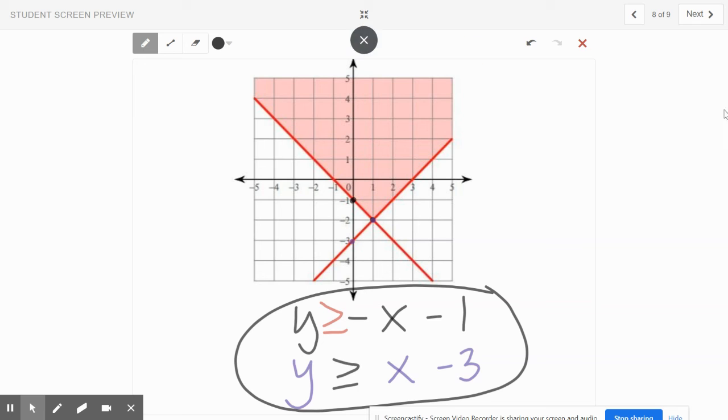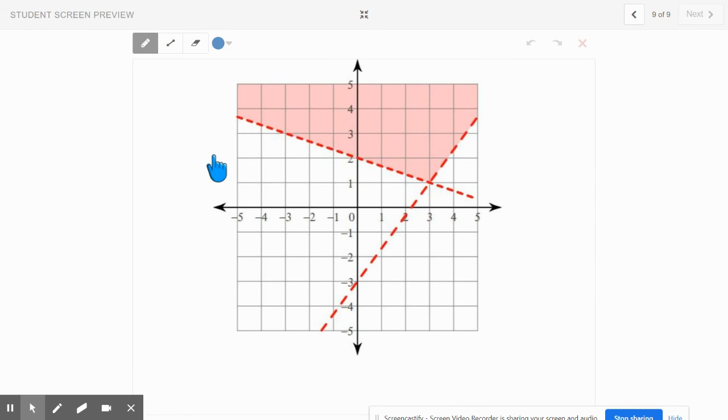Not too crazy. Last one. Keep it going. Ooh, they're both dotted, which is good to know. There's not going to be any equal tos. Let's do the first one. This one's here. Positive 2. We know it's at plus 2. Going down 1 over 3. Down 1 over 3. Interesting.